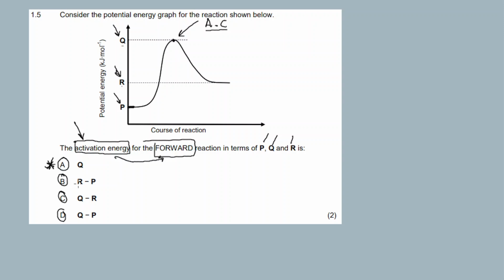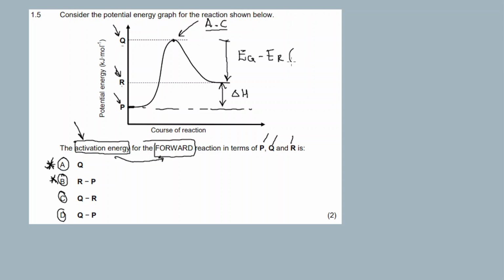How about B? RP. RP is the distance or the energy difference between R and P. This value between R and P is something called the enthalpy change, the change in energy, enthalpy. So this is not the activation energy, out. B, I eliminate. How about QR? QR is the distance or the energy difference between Q and R. It's this energy difference, EQ minus ER.